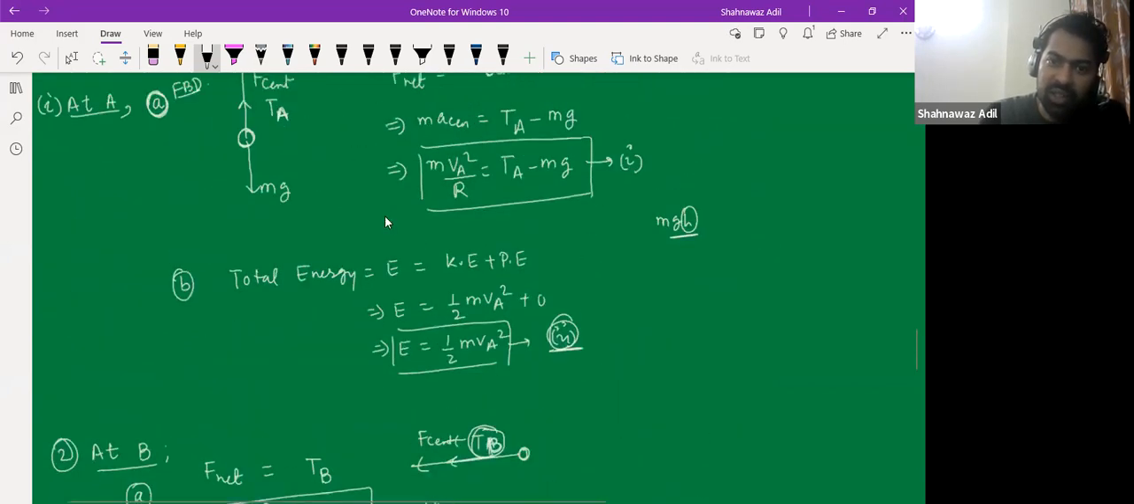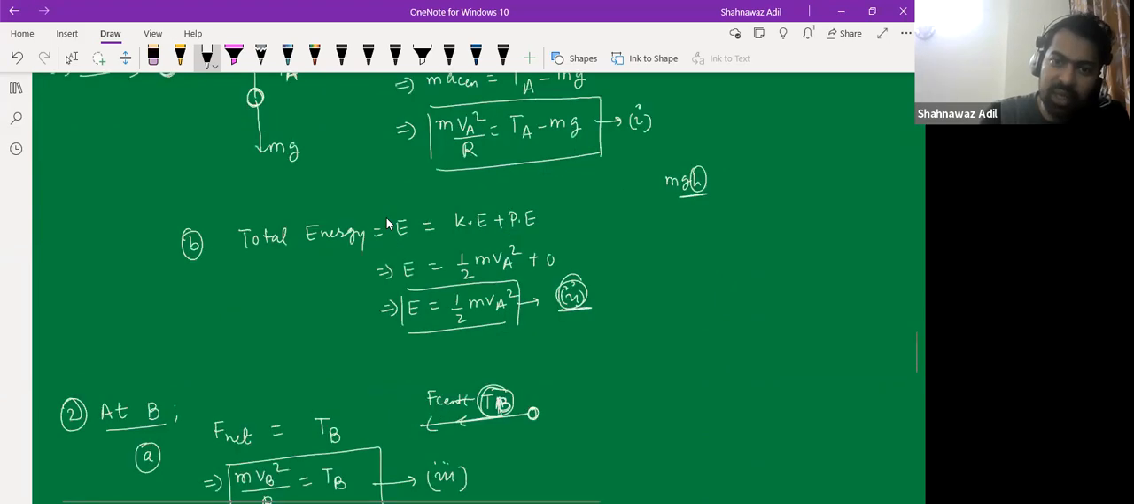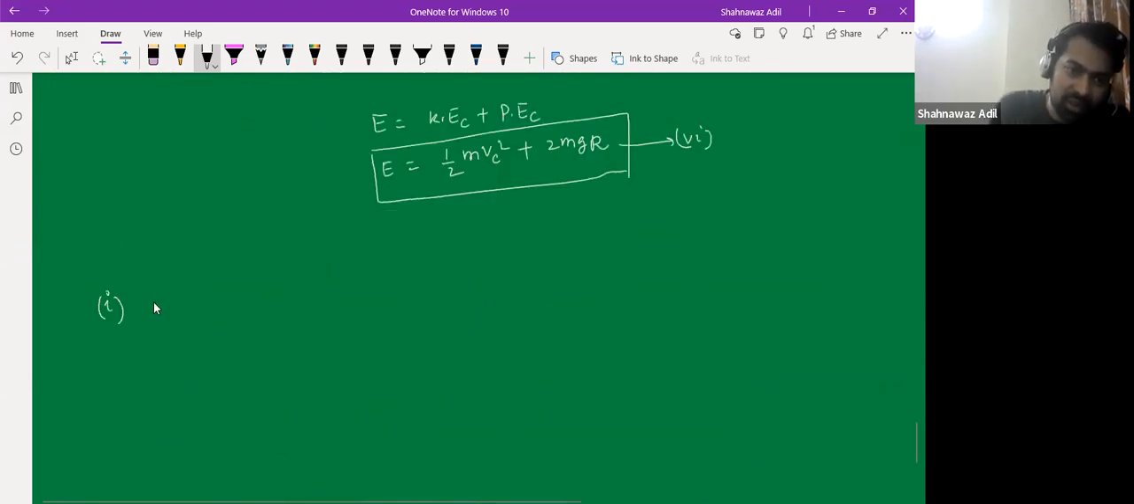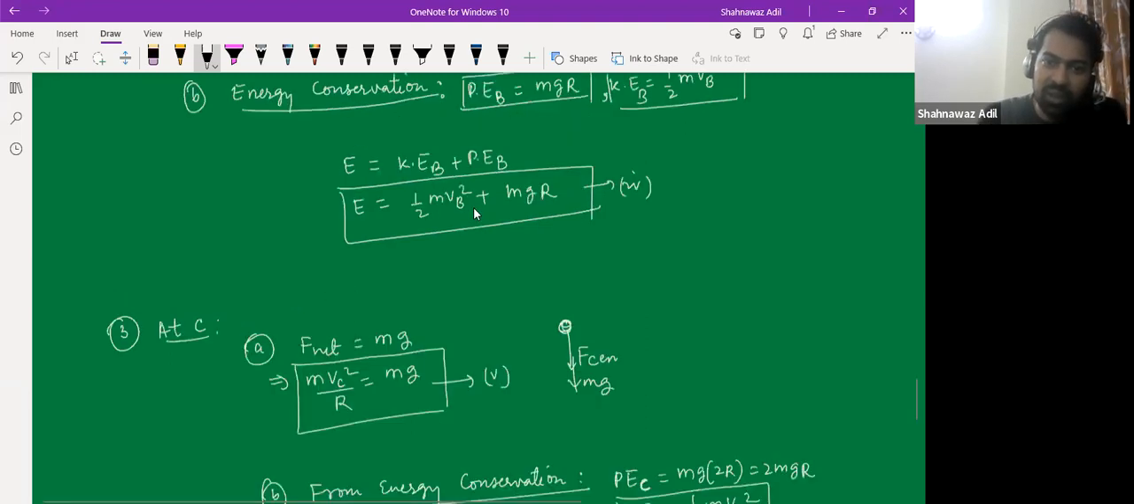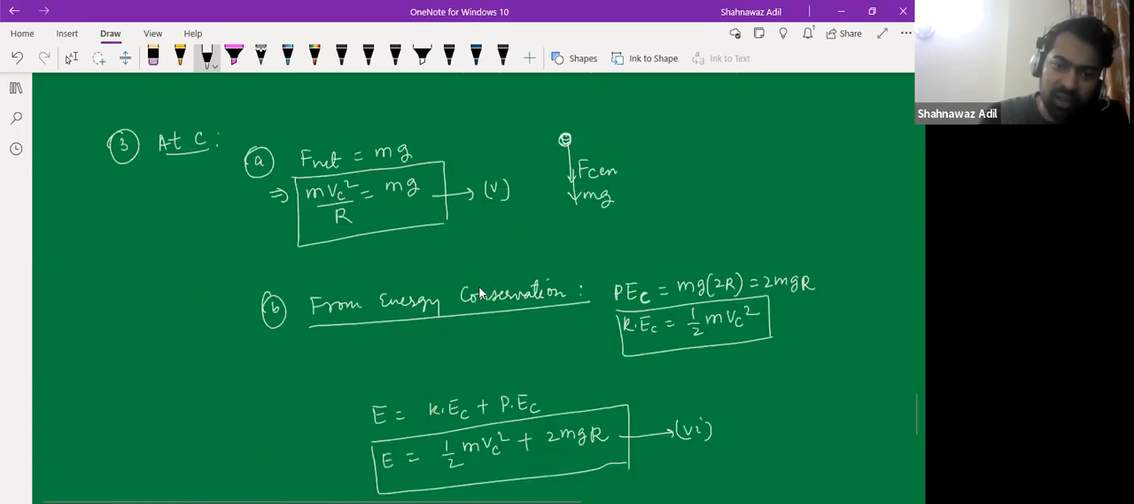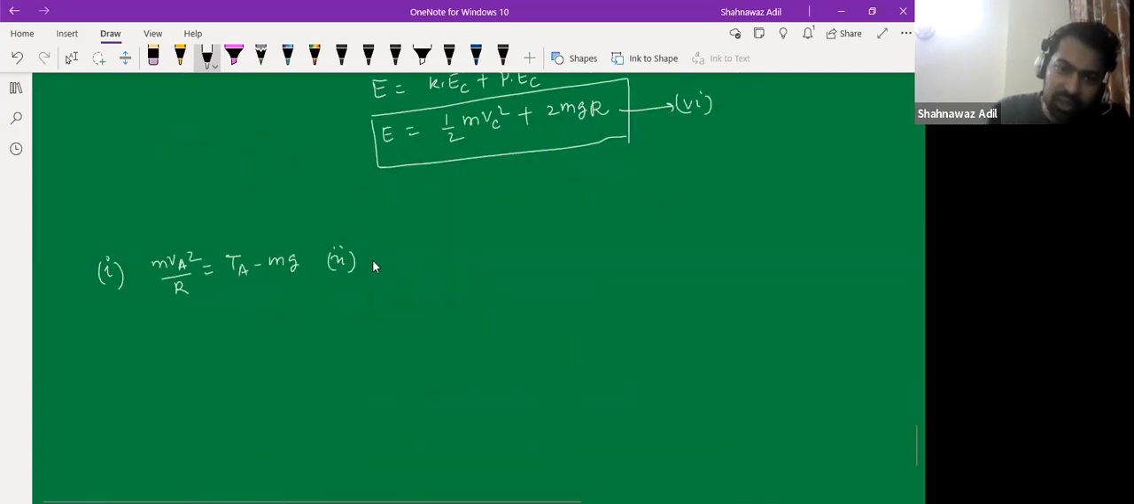First equation is mVA square by R, TA minus mg. So this is the first equation. Second equation is E equals to half mVA square, right? E equals to half mVA square.